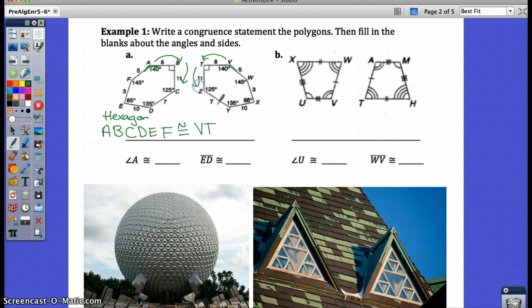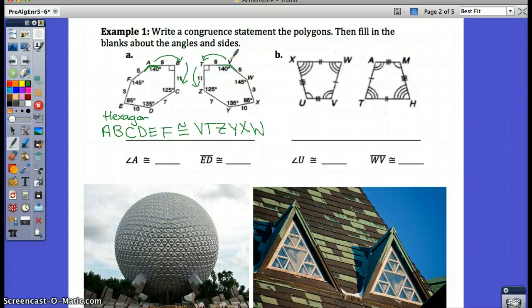So VT, then keep going. Z, Y, X, W. You've already said V, so don't put it in there again. That's how you name a polygon in a circle going around, and that's how you write a congruent statement. That is just one congruent statement for those two hexagons, okay? There's many ways you could write that.